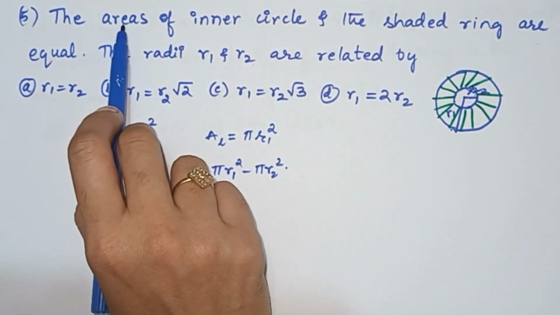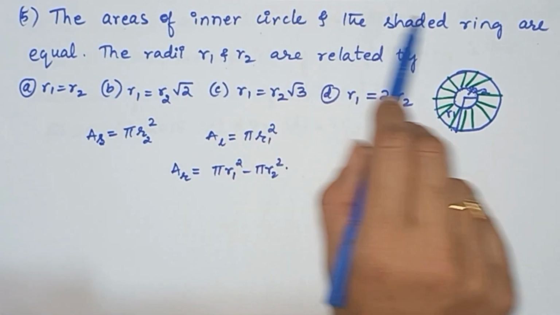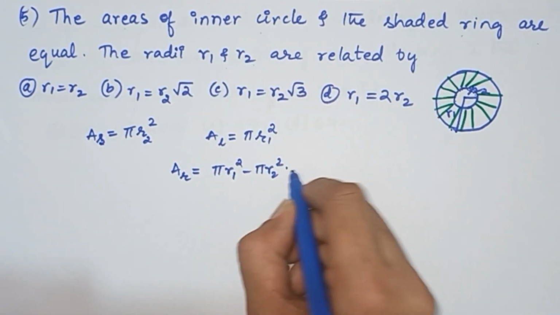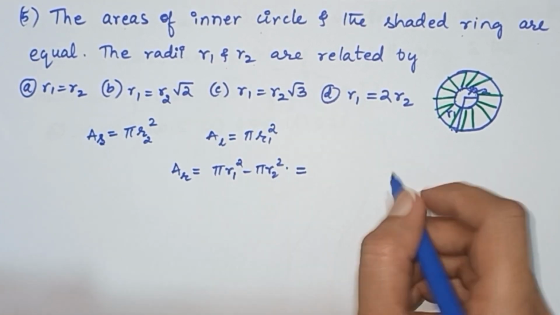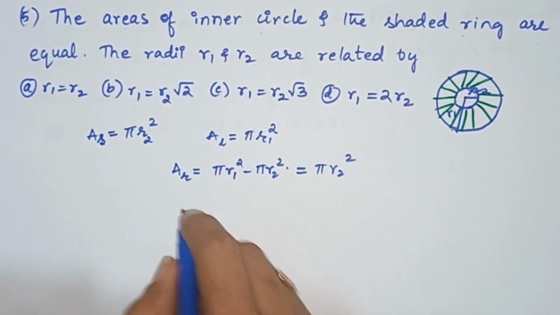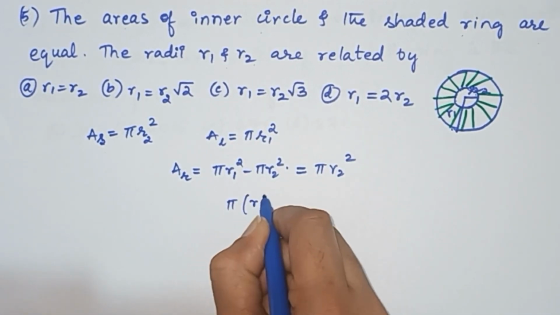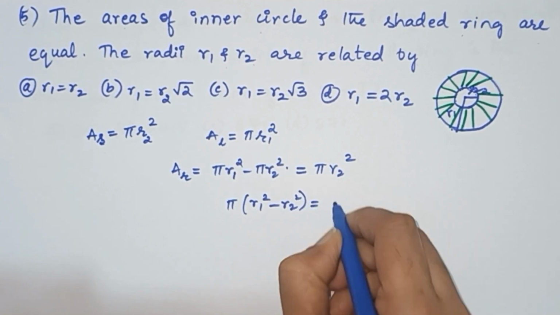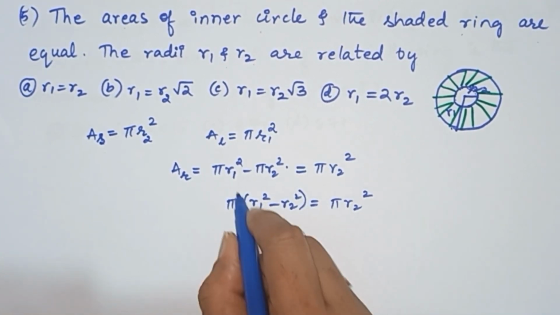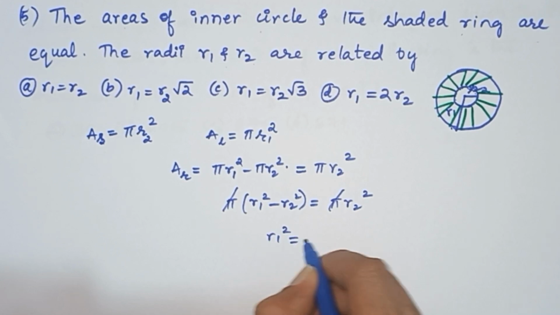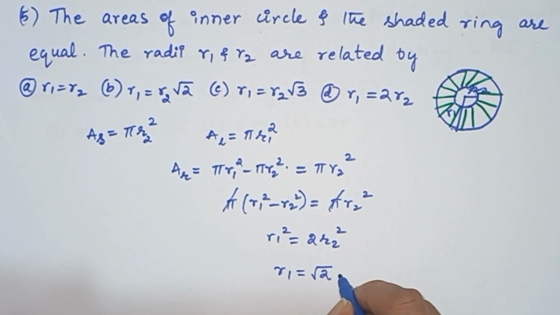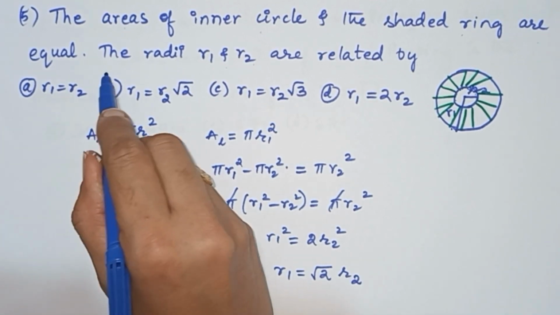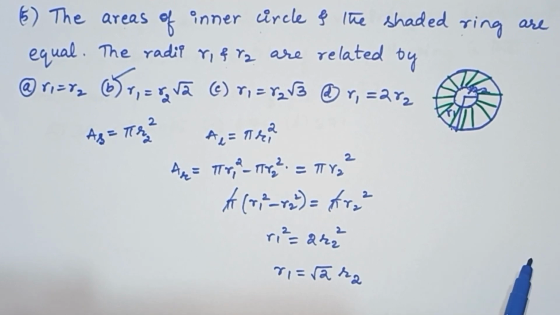In the question, it is given that areas of inner circle and the shaded ring are equal. Therefore, the area of the ring must be equal to the area of the inner circle, that is pi r2 square. So, simplify this. Pi common, r1 square minus r2 square equal to pi r2 square. So pi cancels, r1 square equal to 2 into r2 square. So r1 equal to square root of 2 into r2. So the answer is second option. This is the relation between the radii of these two circles.